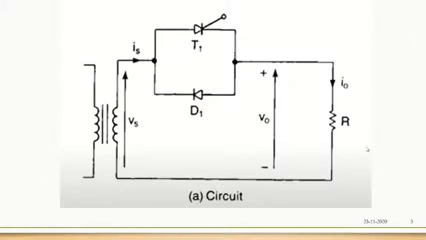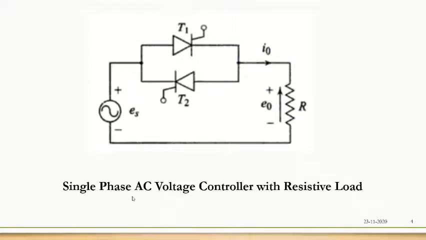So that is our discussion today. We are discussing a single phase AC voltage controller with resistive load. As you can see, you have your AC input, the load is resistive, and you have two power devices connected in anti-parallel. In the positive half cycle, T1 will be controlling the output. In the negative half cycle, T2 will be controlling the output.